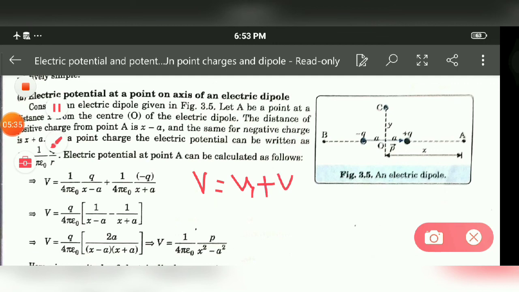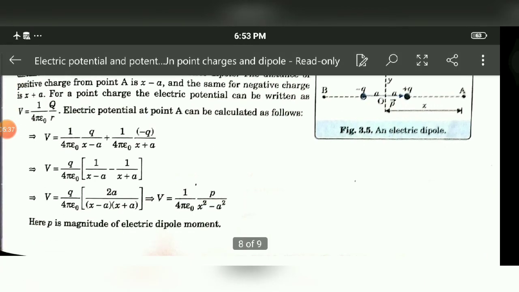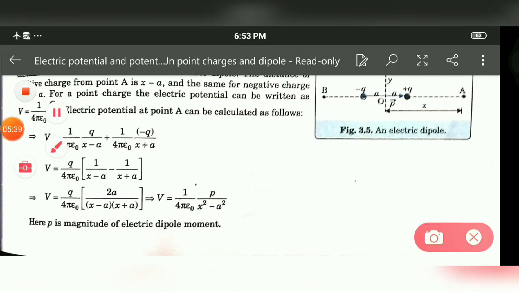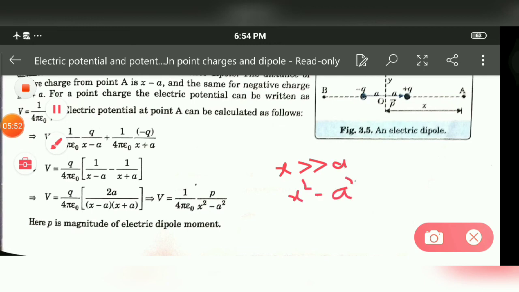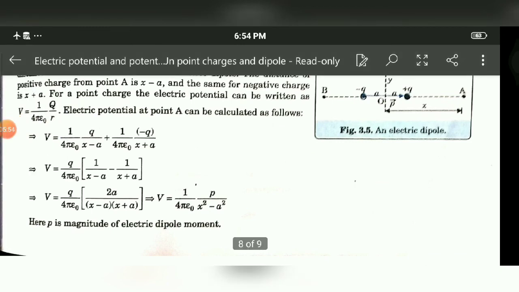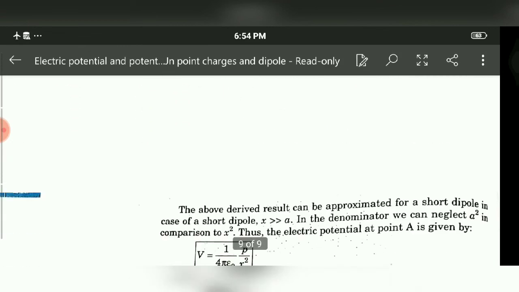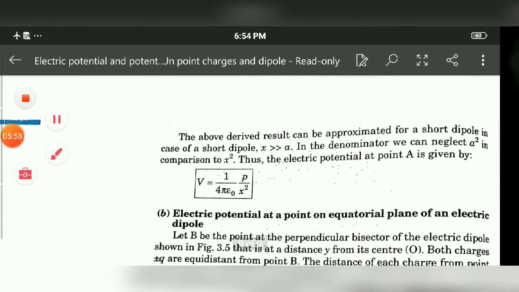Now to find the total potential, it is v1 plus v2. By substituting the values and solving, q by 4 pi epsilon naught, or k, is constant, inside we get this. By solving this you will get this. So for a short dipole, we know that x is very very large than a, and x square minus a square approaches x square. So for the short dipole we get a result of v equal to this. This is the case for the short dipole.